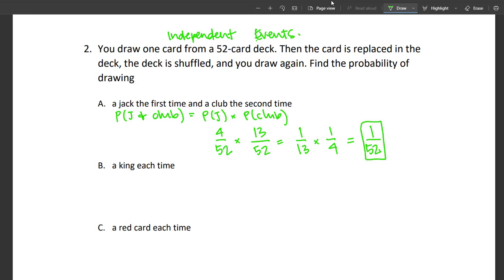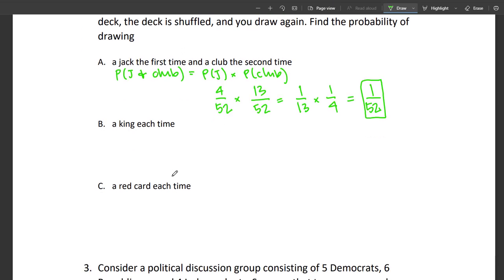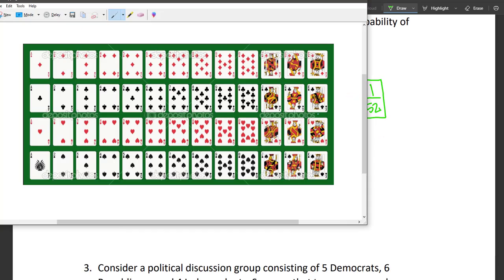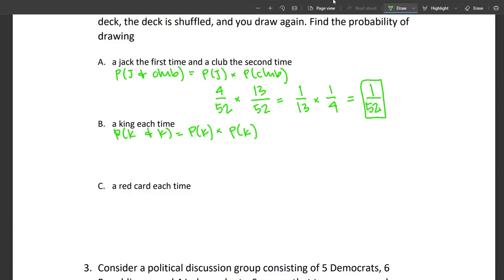Alrighty, what is the probability of drawing a king each time? Okay, how many kings do we have? We have 4 kings from our deck of cards. So we have 4 out of 52 times 4 out of 52. That reduces down to 1 over 13 times 1 over 13. And that gives us 1 over 169.